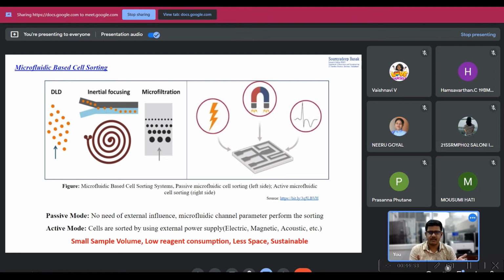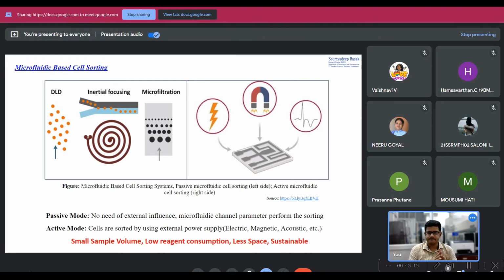Whatever particular kind of cell we need, we can change the microfluidic channel's properties, and we can sort the cells out very easily. We don't need these huge bulky machines, right? So this is an alternative technology that is being investigated recently, that is microfluidic based cell sorting.